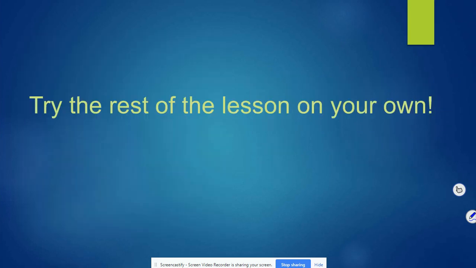So now you're going to try the rest of the lesson on your own. Keep in mind that strong means they're very close to the line. Weak means they're very, very far away from the line. Moderate is somewhere in between. And none is when you cannot see a pattern at all.